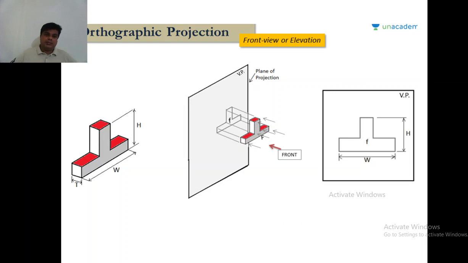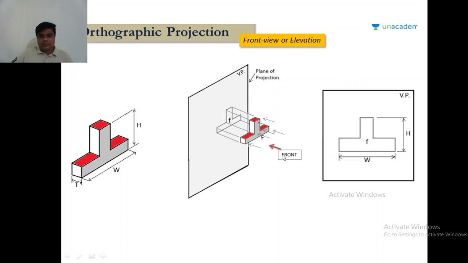Again, I will explain the same concept with one more object. This is some engineering component. It is a three-dimensional object, having height, width and thickness. In orthographic projection, just imagine the vertical plane. This is the vertical plane. The object is kept here, and you are seeing from one side, from the front.